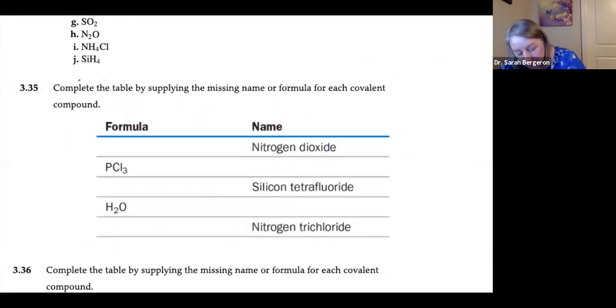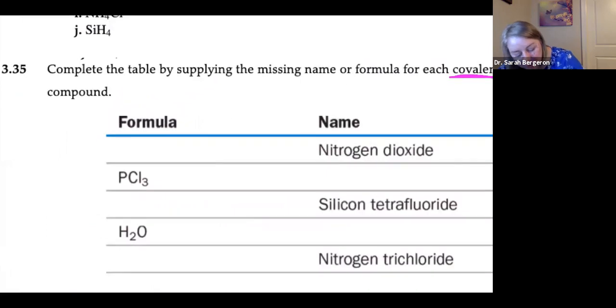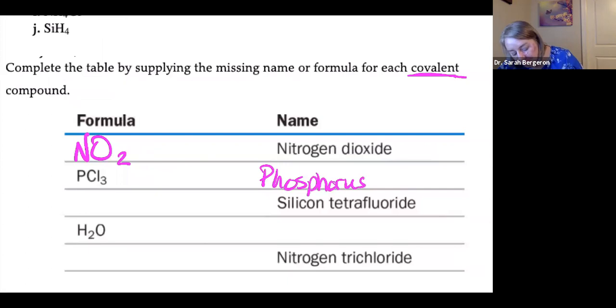Okay. So complete the table by supplying the missing name or formula for each covalent compound. So this is telling you it's covalent. So we have nitrogen dioxide. Remember, if it's just the name, all we do is assume that there's one of that atom. And then dioxide. So oxide is telling us oxygen, and it's telling us that there are two. Okay, so now we have phosphorus and chlorine. So we only have one phosphorus, so we can just say phosphorus. And then we have three chlorines, and our prefix for three is tri, so trichloride.